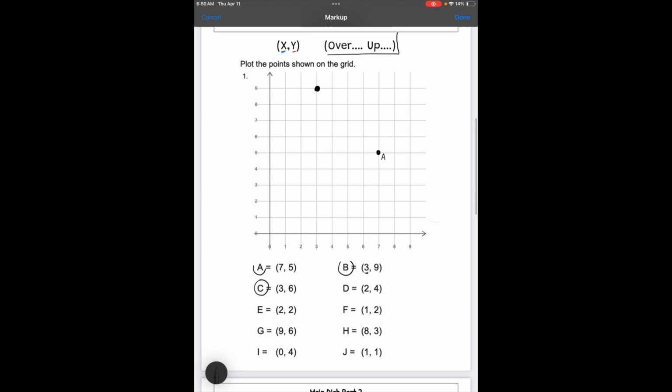Next, let's do point C. So over 3, up 6. Forgot to label this one, point B. And this is point C. Let's do point D. So over 2, up 4. Go ahead and practice the last 6 points on your own.